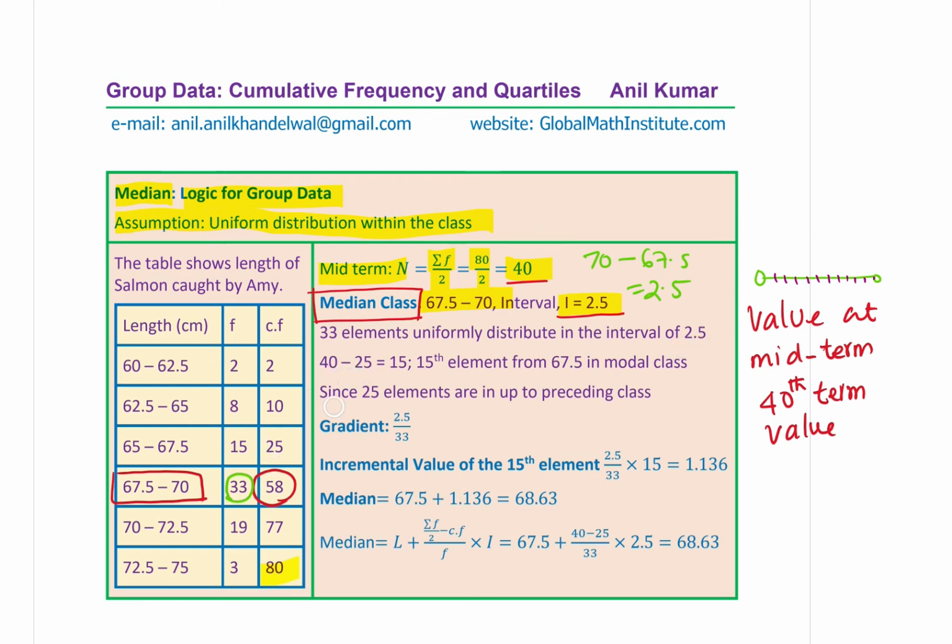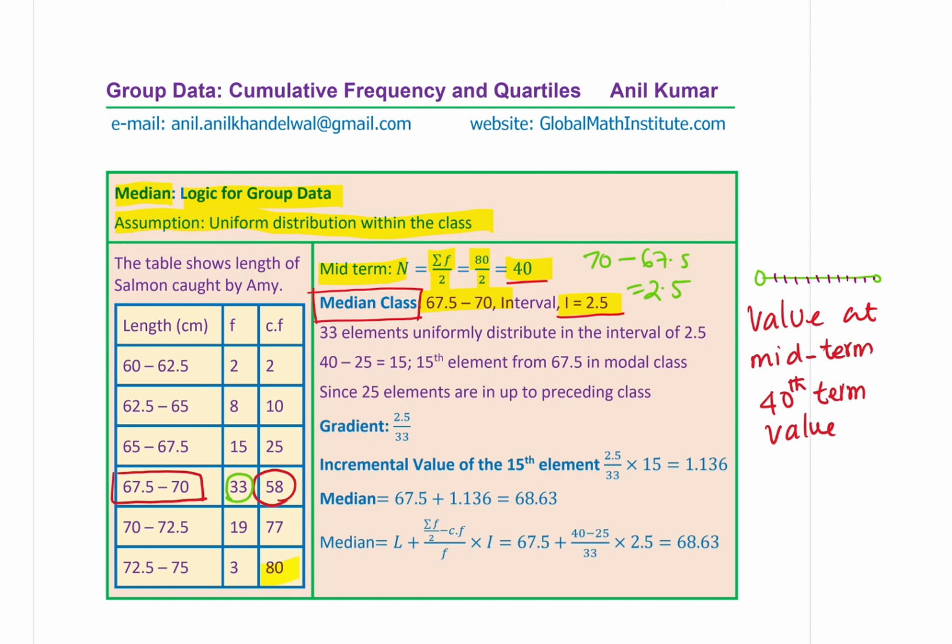So for the 40th, before that we already have 25. So there are 25 fish whose length is less than 67.5. When we take away 25 from 40, we get 15. So within this interval, we are looking for the 15th element from 67.5 in the median class. That is going to give us the median length, since 25 elements are in the class preceding it. So that is the whole concept.